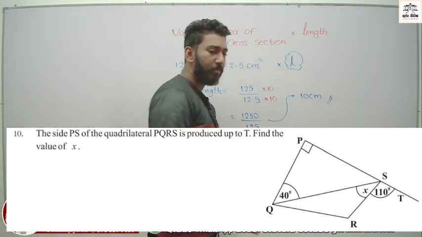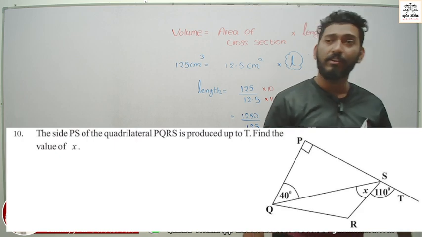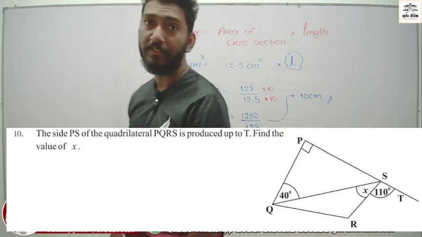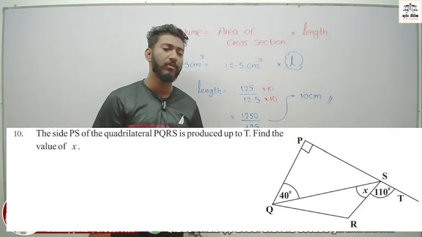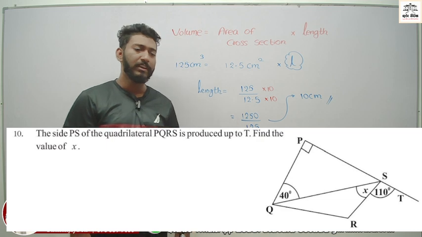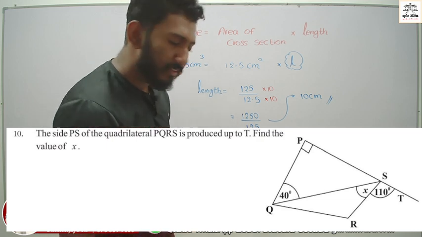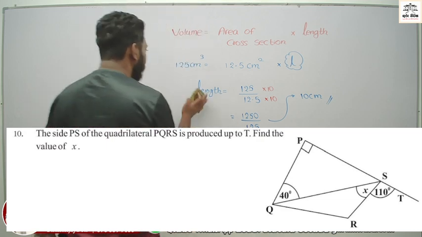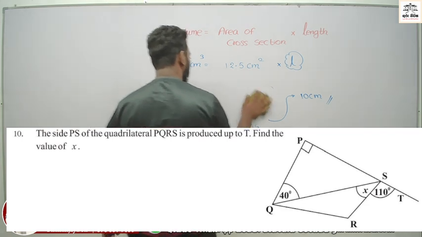The side PS of the equilateral quadrilateral, right? This is the quadrilateral PQRS. And they produce it up to T. Now find the value of x. Using these details, find the value for x. Hurry up.